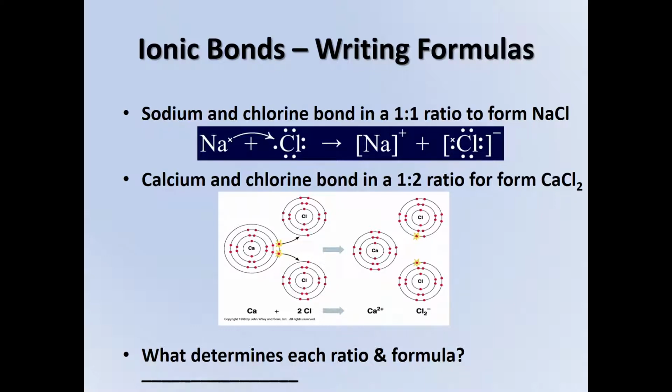Ionic bonds, writing the formulas. Sodium and chlorine bond in a 1-to-1 ratio. Calcium and chlorine bond in a 1-to-2 ratio to form calcium chloride. So 2 chlorine for every 1 calcium. What determines each ratio and formula? It's the charge of the ion, known as the oxidation number. Calcium is 2 plus, chlorine is 1 minus. So to cancel out the charges, we need 2 negative charges for the 2 positive charges calcium has. So we have to double up the chlorine.